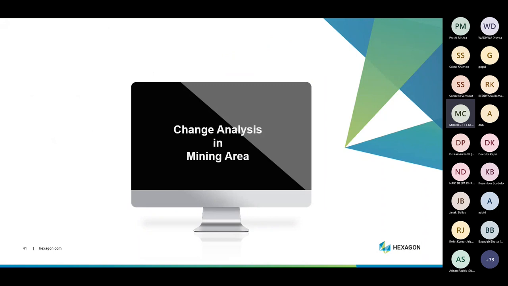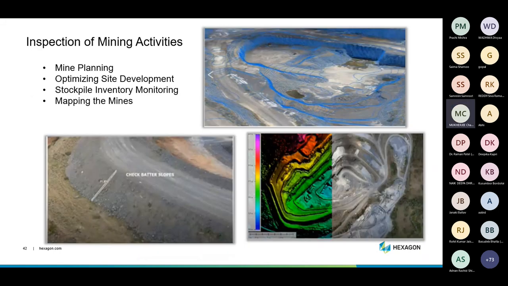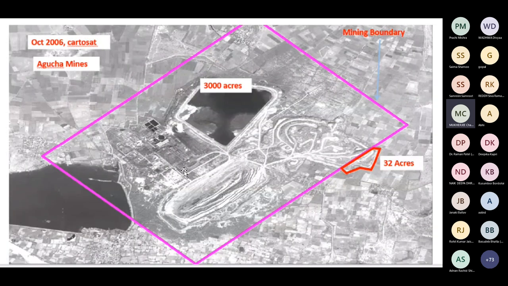Then we'll go to the change analysis in the mine area. See, inspections of mine activities like mine planning, optimized site development, stockpiling inventory, all this can be done with the help of photogrammetry technology as well as UAV technology. Now, in the next slide, if you want to see the illegal mining that happened outside the official allotted mining boundary.